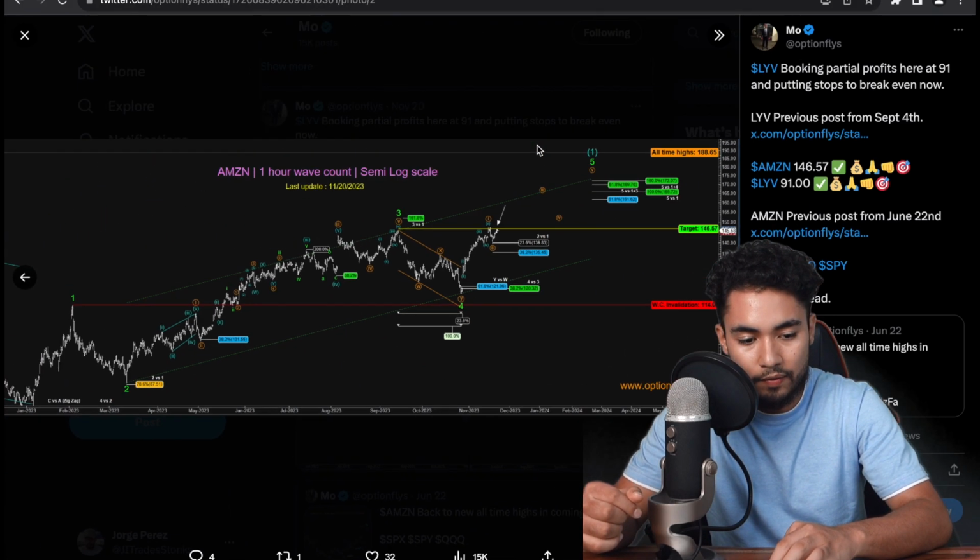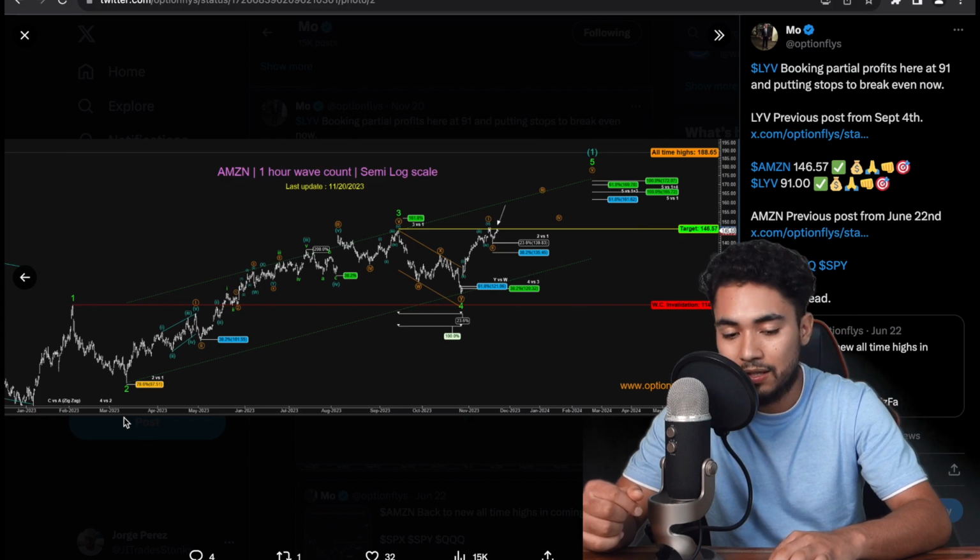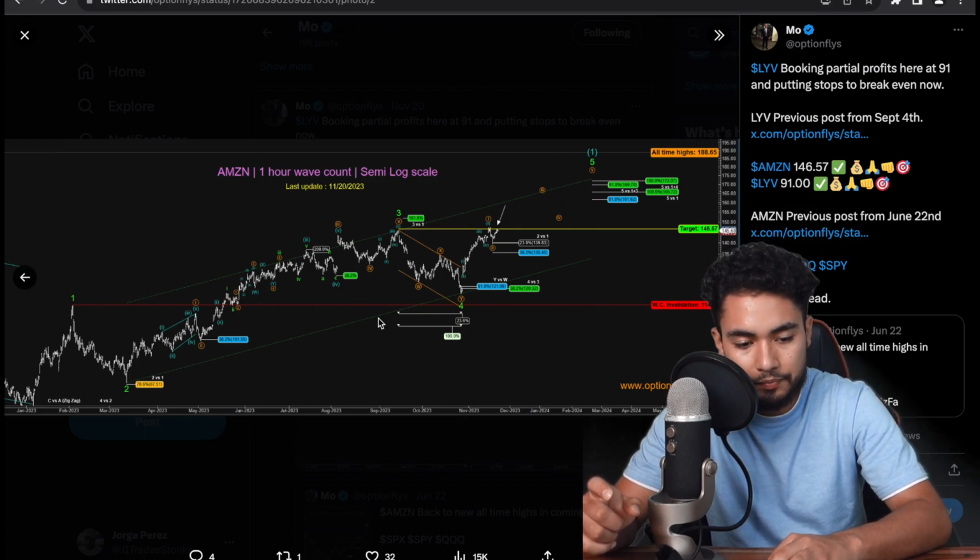So again, you see the waves here at 1, 2. I counted this myself as well. I had the picture with the count, but I erased it. So shout out to Option Flies. He's great. The 4th pullback right here.